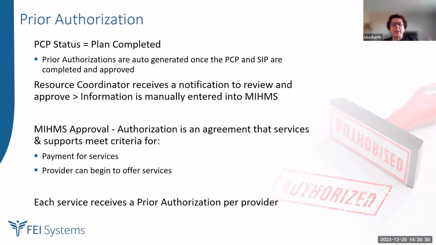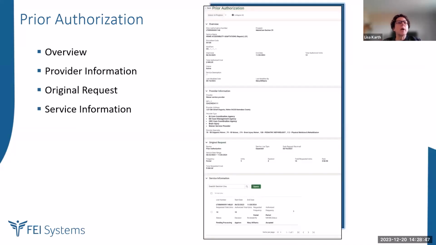The information then goes into MIMS, and once MIMS approves it, the services can then be delivered. And you're going to know it's approved because that flows into the prior authorization from MIMS. So here's what the form looks like. And I know that this looks very little right now. You are going to see it in the system, so hang in there with me.